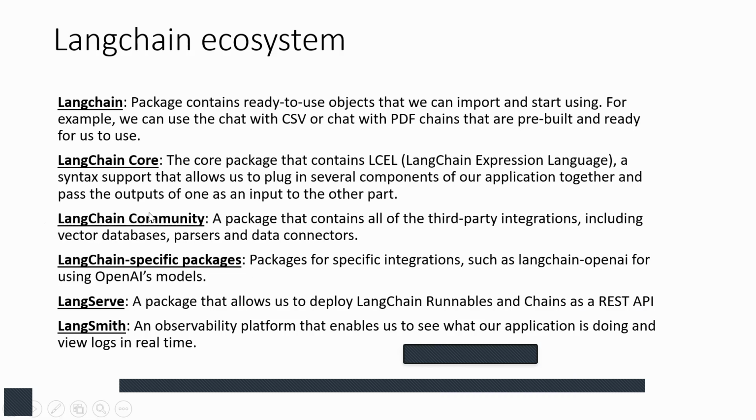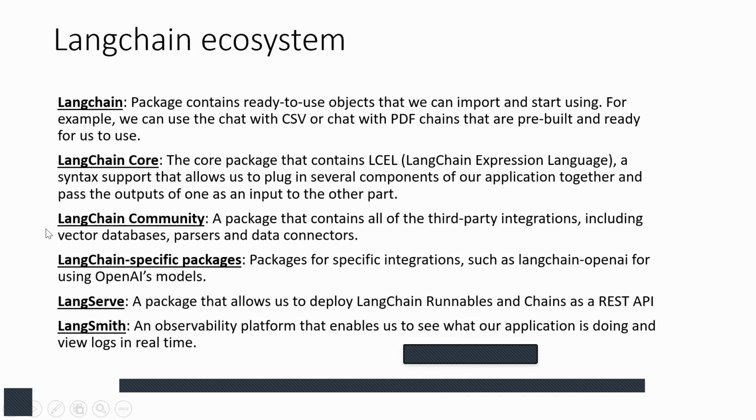LangChain Community is the package where the third-party integrations are done. Whenever we are looking for any third-party integration, we should look into LangChain Community. For example, if we need to plug in vector databases, all those vector database integrations will be available in the LangChain Community package. Parsers like the string output parser, JSON parsers, and data connectors are available there as well.